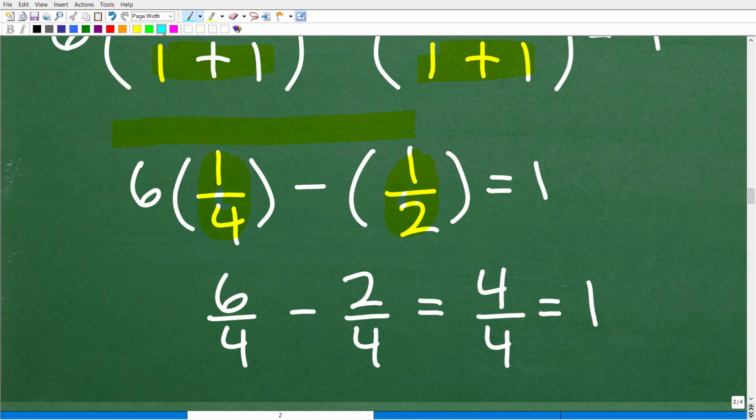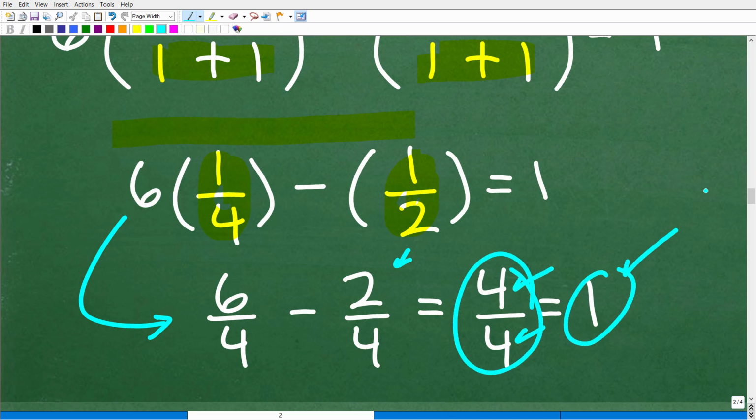So let's go ahead and finish this up. So I have 6 times 1/4, that's 6/4 minus 1/2. 1/2 is the same thing as 2 over 4. And so now I have these fractions both have the same denominator. So 6 minus 2 is 4. So 4 over 4, 4 divided by 4 is in fact 1. And so therefore, x is equal to 1 is a good solution. Okay, now it's verified. So you must show this work.